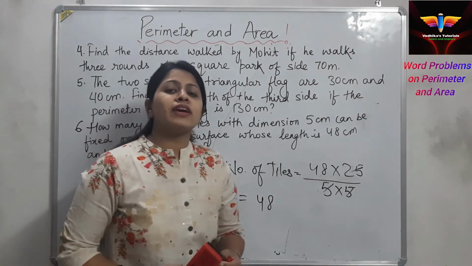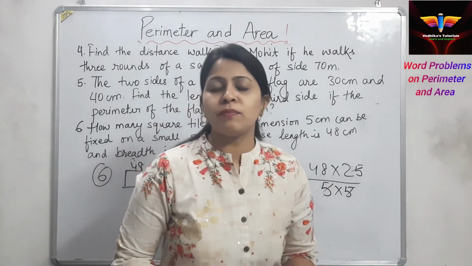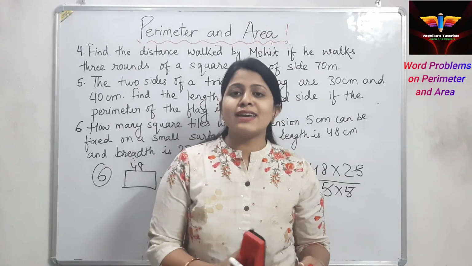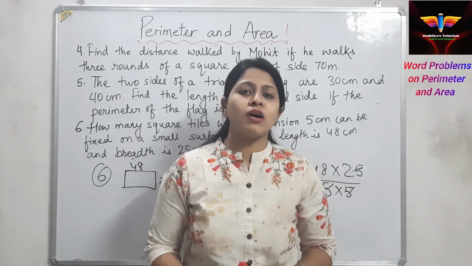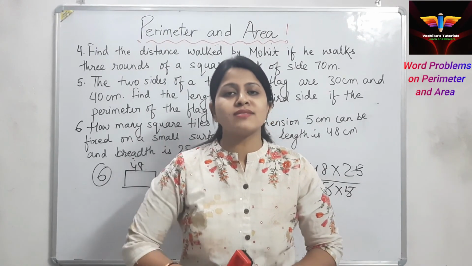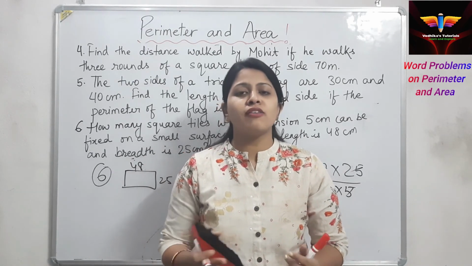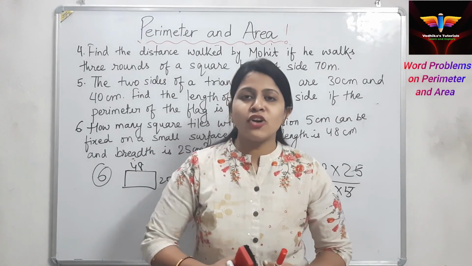So in this way we can solve questions related to perimeter and area. We have solved 6 different types of word problems related to both topics, even with a triangle example. In the next video we will solve more valuable questions.